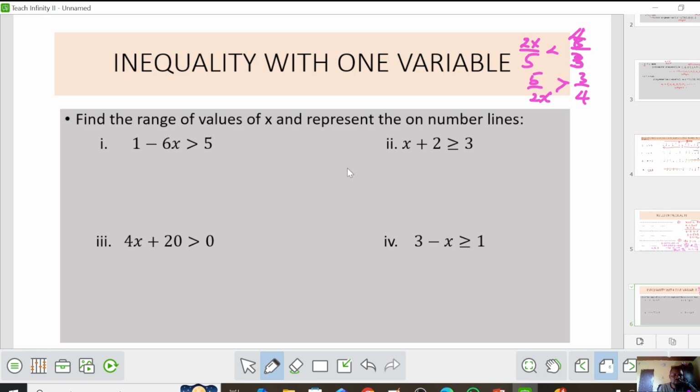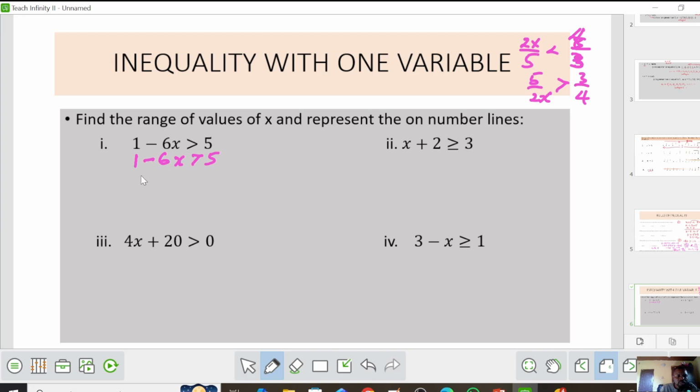The inequality operation will reverse. So find the range of values of x and represent the answer on a number line. To solve this, these are simple inequality signs. If I have 1 minus 6x is greater than 5.